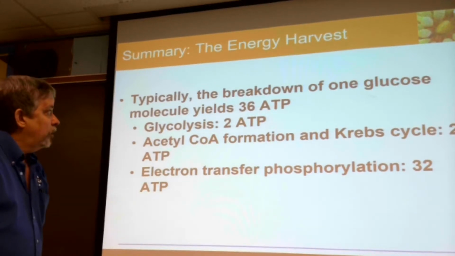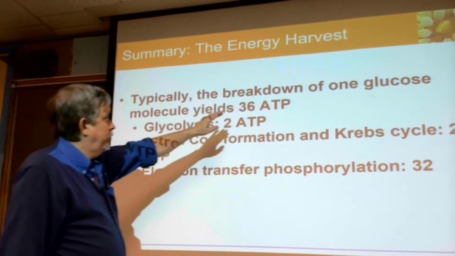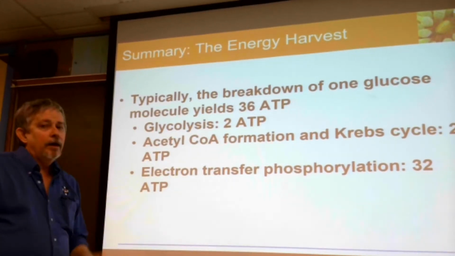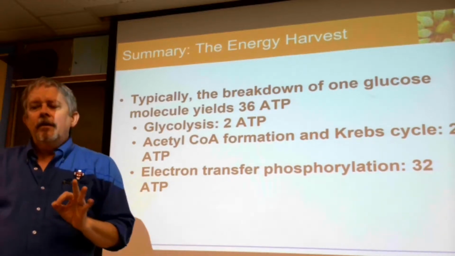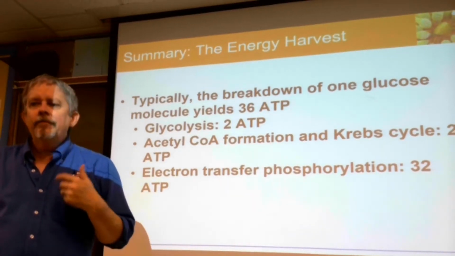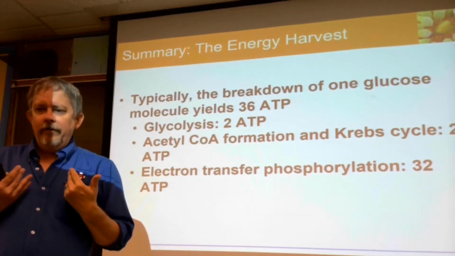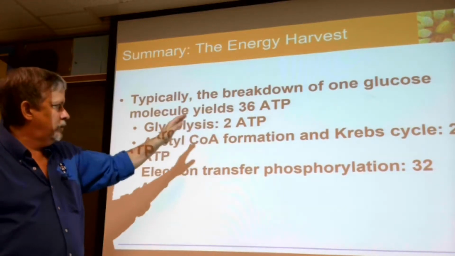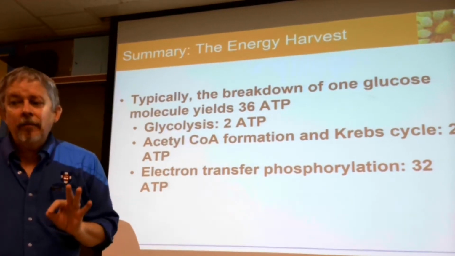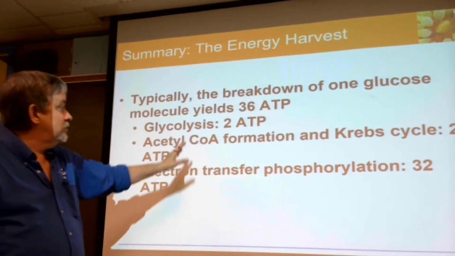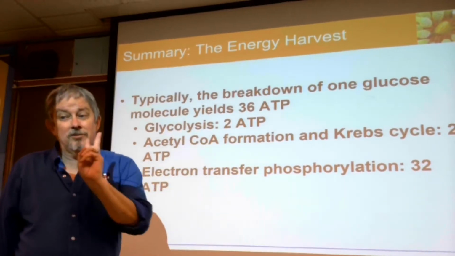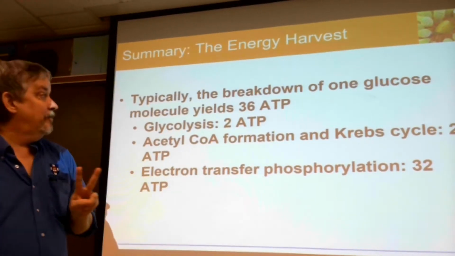Typically, the breakdown of one glucose yields 36 ATP. Know this for the test. In aerobic respiration, how many ATP are usually formed for every glucose molecule? 36. How many are made in glycolysis? You need to know this. There's only 2. 2 net gain for glycolysis.